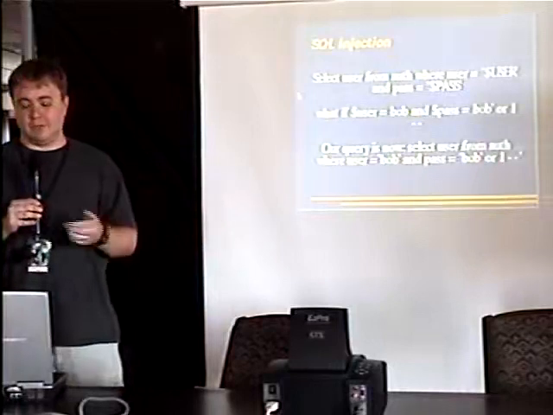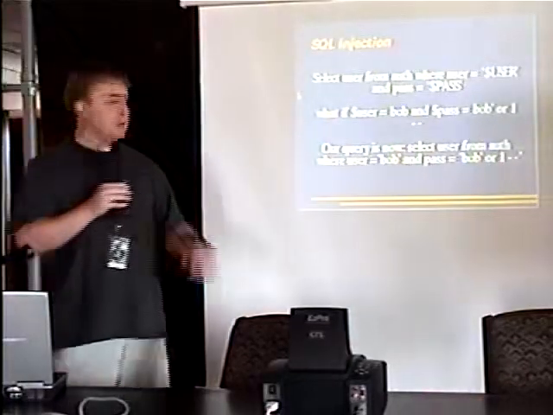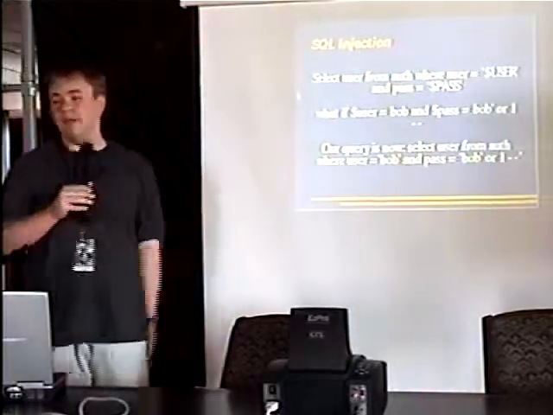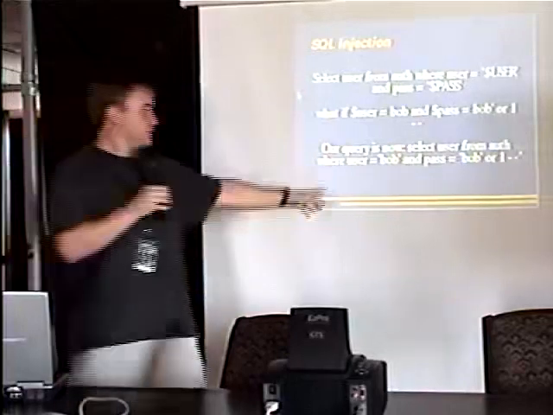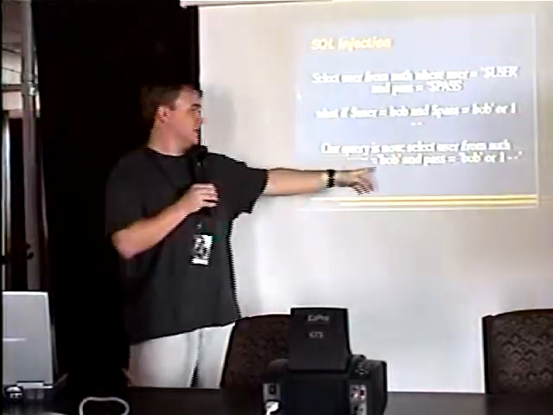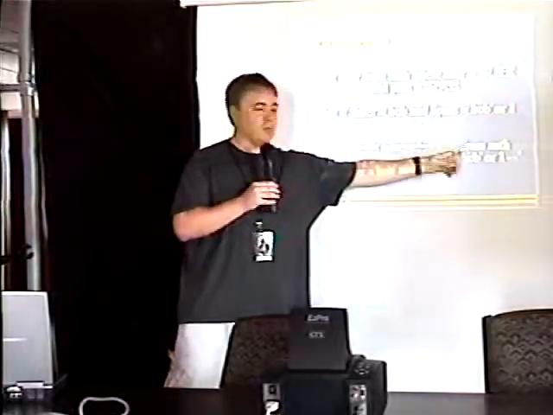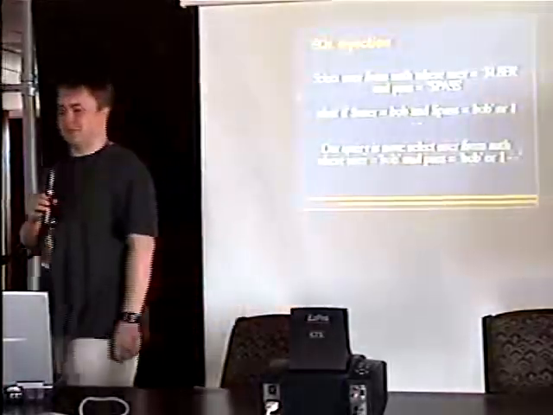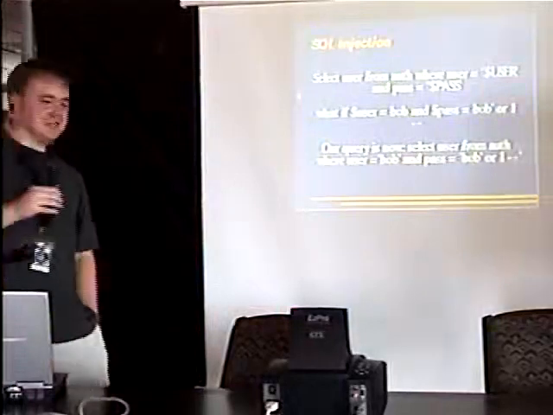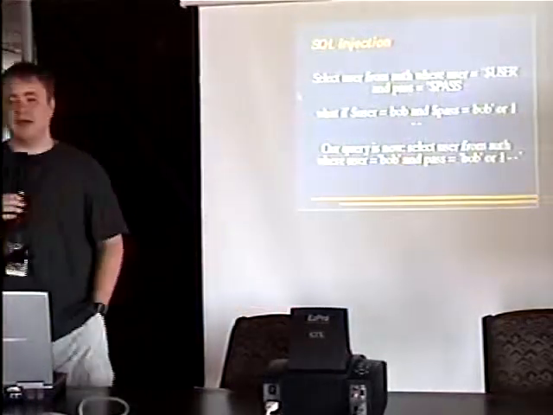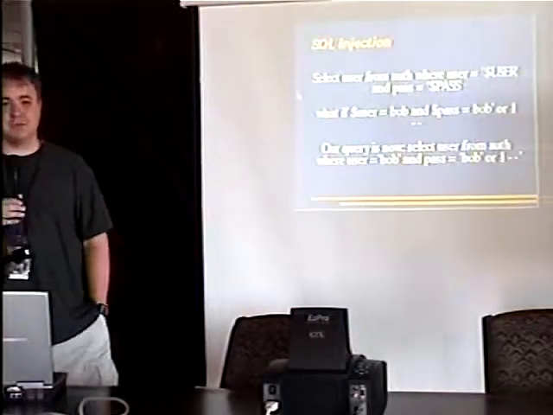But what if the user equals Bob and pass is equal to Bob in single quote or 1 dash dash, a dash dash starting a comment. Your query now looks like select user from auth where user equals Bob and pass equals Bob or 1. So 1 is true, you're in. That's a good example of how you can get into a site that works on many sites.